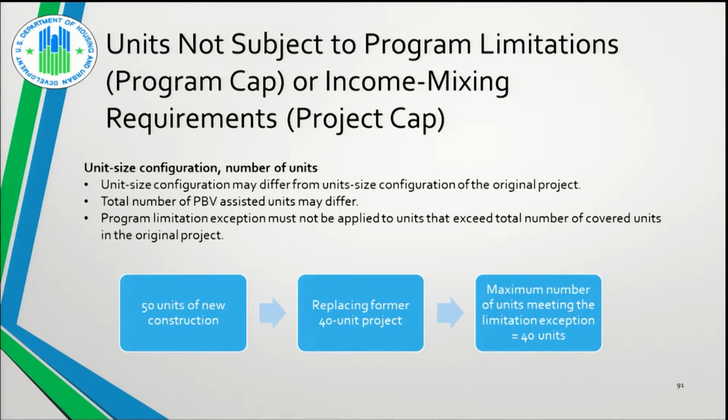Let's look at the example on the slide. A PBV new construction project will consist of a total of 50 PBV units and is replacing a former Section 236 project consisting of 40 units. The maximum number of PBV units that would meet the program and project limitation exception would be 40 units. The remaining 10 PBV units would count against the program and project limitation.